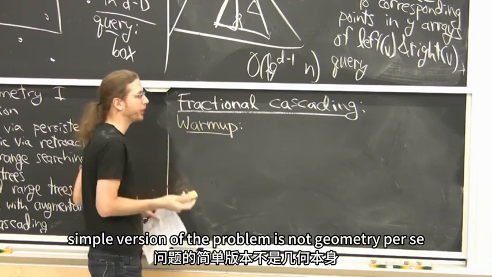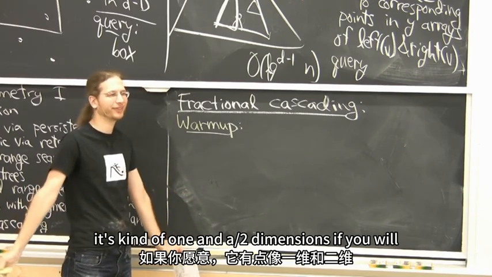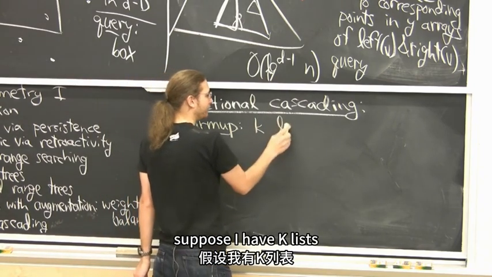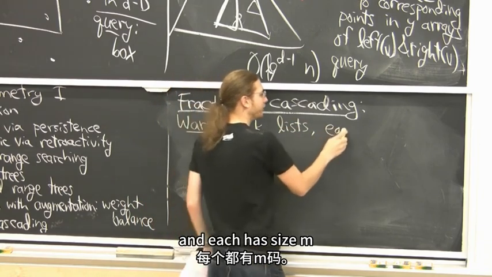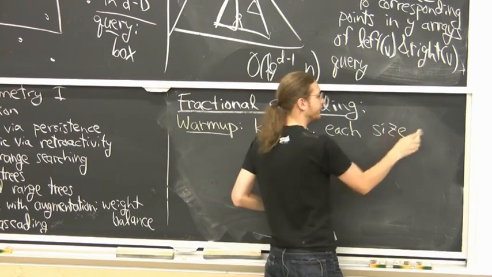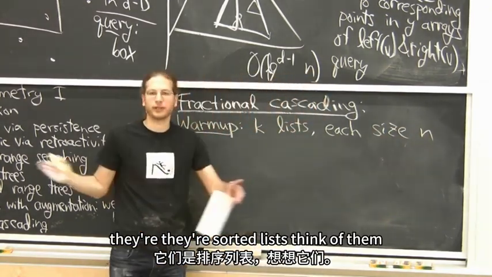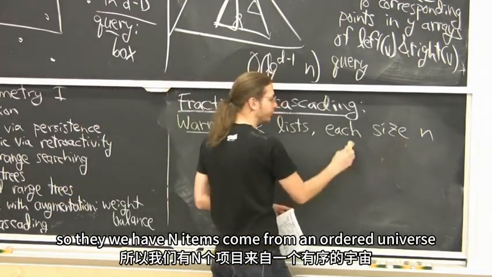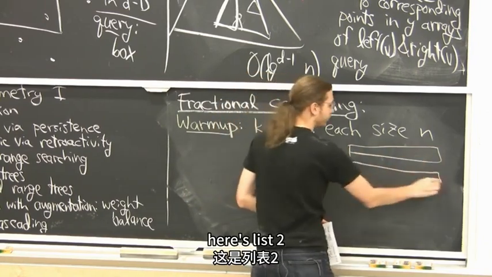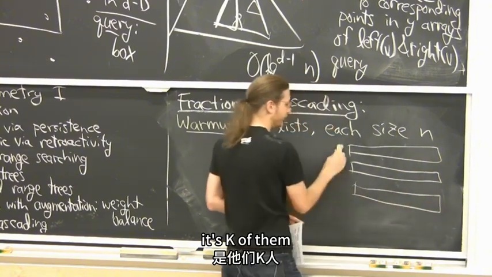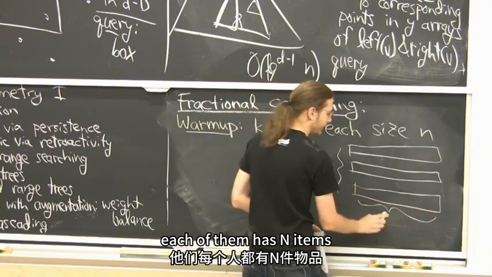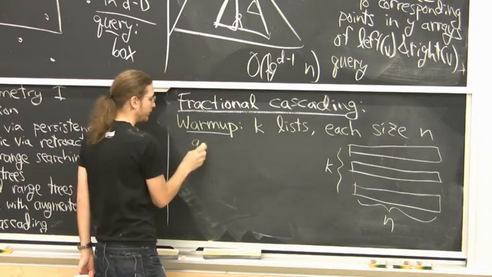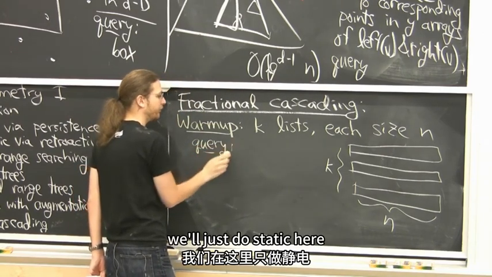The simple version of the problem is not geometry per se. It's kind of 1.5 dimensions, if you will. Suppose I have k lists, and each has size n. They're sorted lists, so we have n items from an ordered universe. Here's list 1, here's list 2, here's list 3. It's k of them, each with n items. I would like to search a query. We'll just do static here.